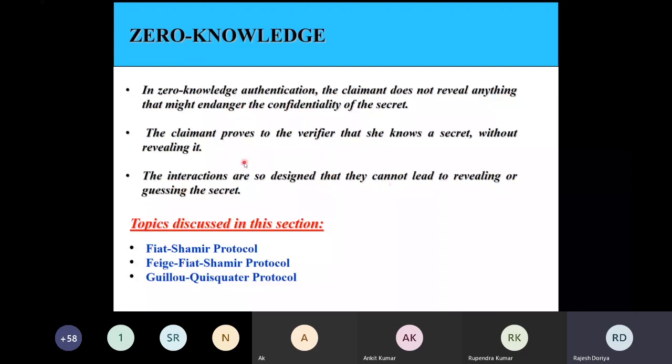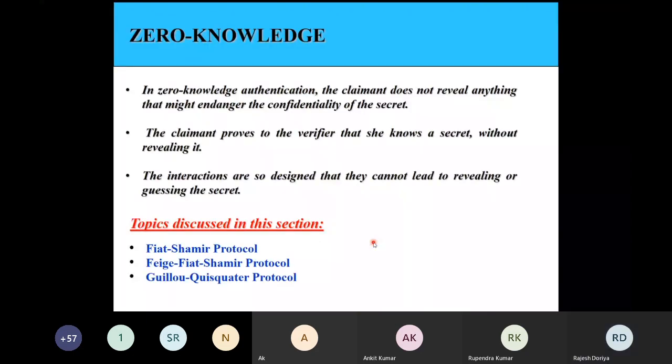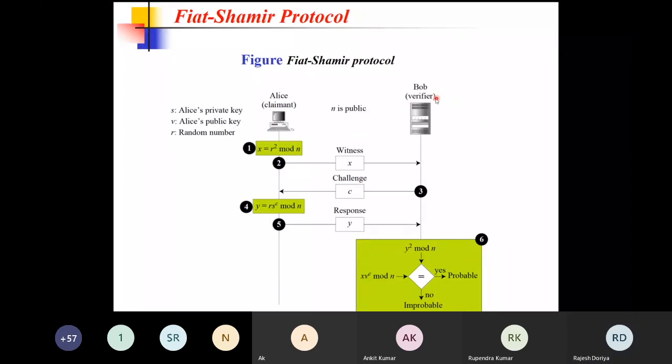The topics which we are going to discuss in this protocol are Fiat-Shamir protocol, Feige-Fiat-Shamir protocol, and GQ protocol, the Guillou-Quisquater protocol. So let's see. This diagram will seem very familiar to you since we have already discussed the concept of Diffie-Hellman key exchange. This is pretty much similar to that one, or you can say that the protocol was derived from these concepts.